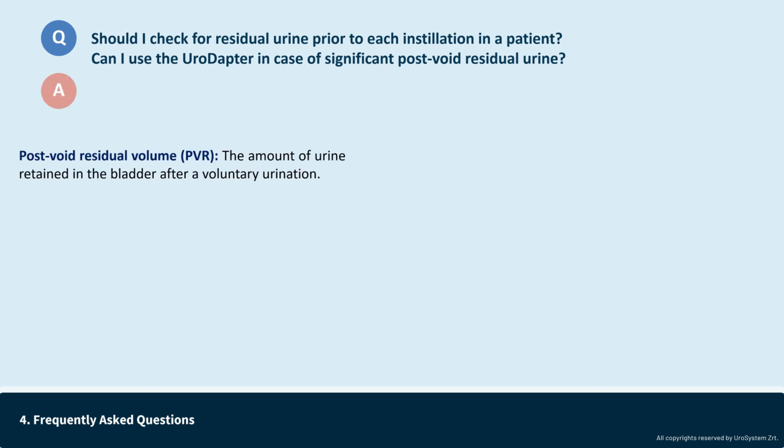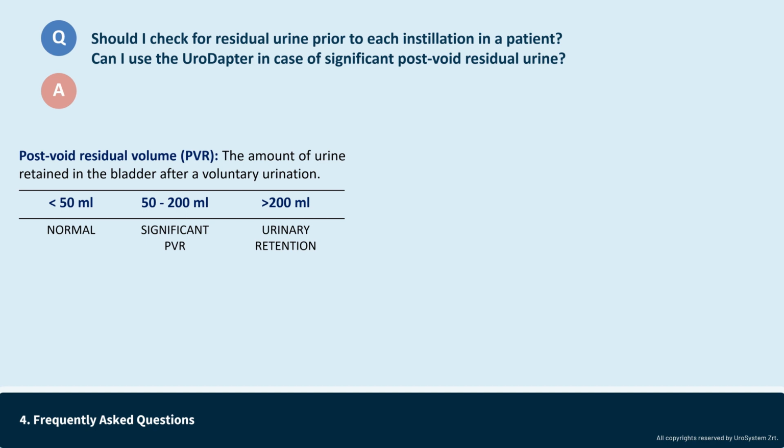Post-void residual urine, or post-void residual volume, is the amount of urine remaining in the bladder after a voluntary urination. Normally, post-void residual volume is below 50 ml in 90% of the population. A PVR between 50 and 200 ml is considered significant, and anything above 200 ml is classified as urinary retention. In this case, most protocols recommend the placement of a urinary catheter.